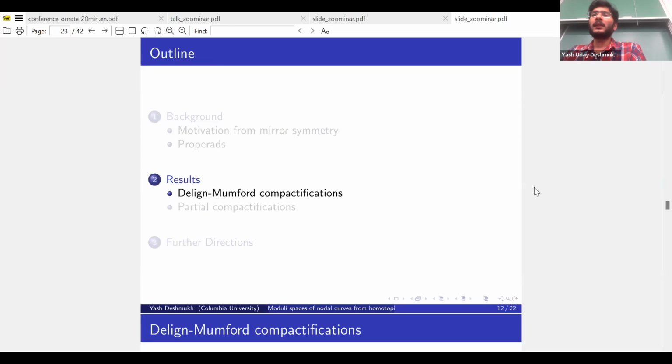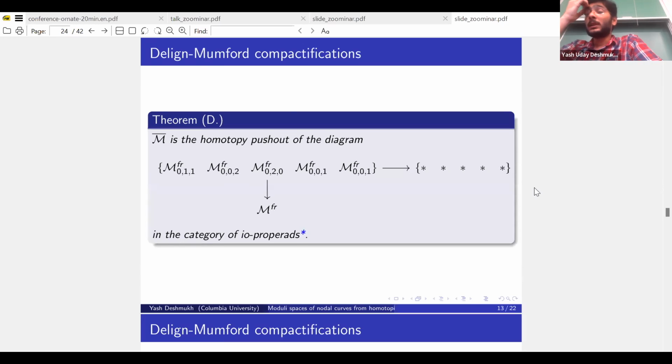Okay, so let's turn to the next part, which is to describe how Deligne-Mumford compactifications appear from the uncompactified moduli space. And this is a statement that's going to actually tell us in what cases you can extend the actions of uncompactified spaces to compactified spaces. So this is the theorem that I want to state.